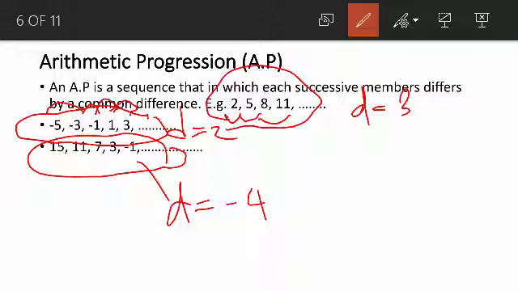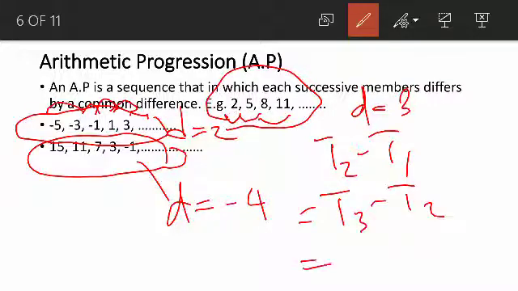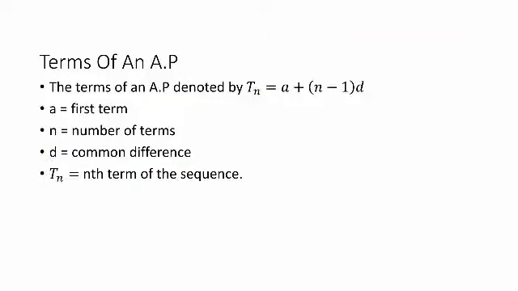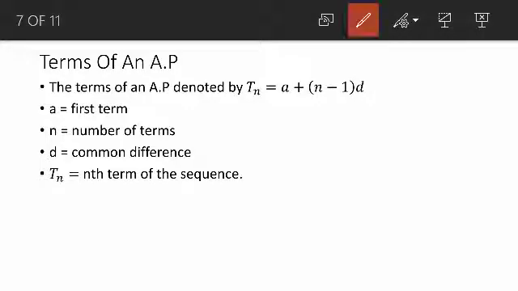Another way you can put it is that T2 minus T1, that is the second term minus the first term, is the same thing as T3 minus T2, which is the same thing as T4 minus T3, and so on and so forth. So once it has this property, it is an arithmetic progression. Okay, so that leads us to the next topic, the terms of an AP.